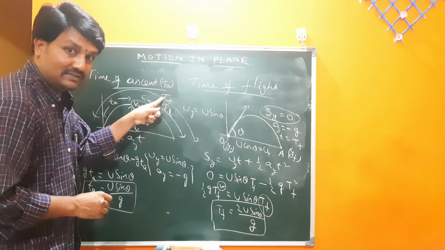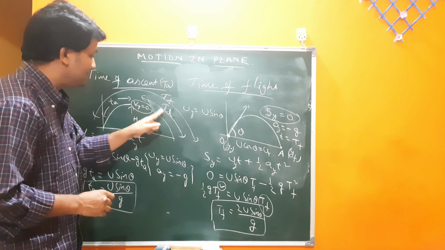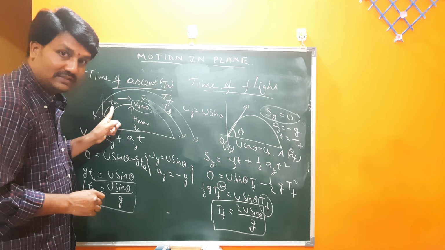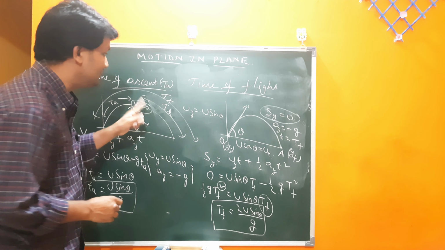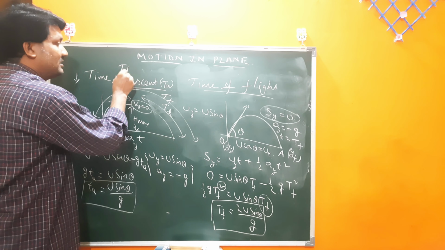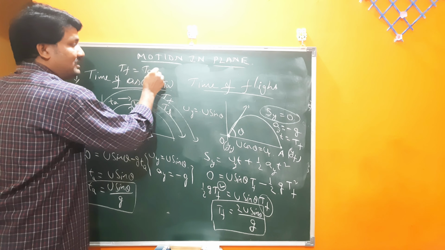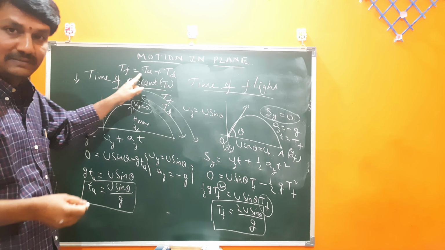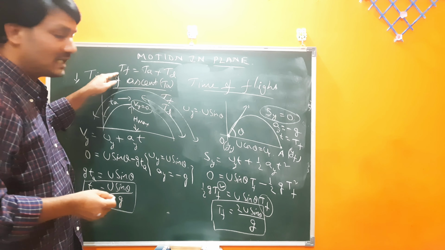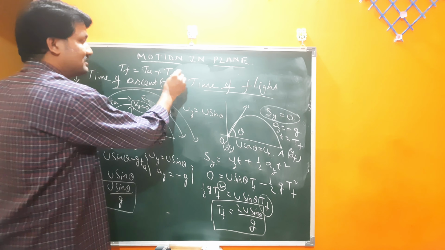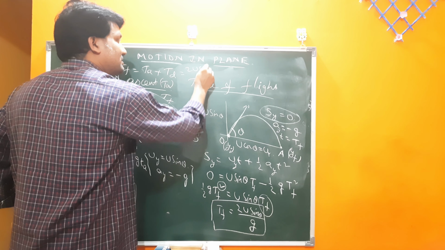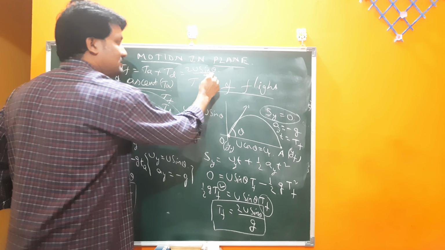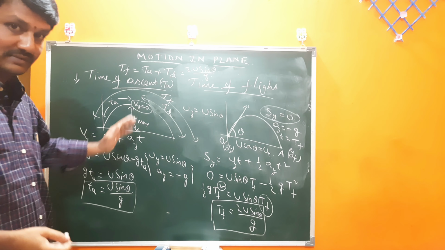Otherwise you may write, time of flight is the combination of time of ascent and time of descent. So that's why here you may write Tf is equal to Ta plus Td, time of ascent plus time of descent, nothing but time of flight, that is 2u sin theta by g. Yes.